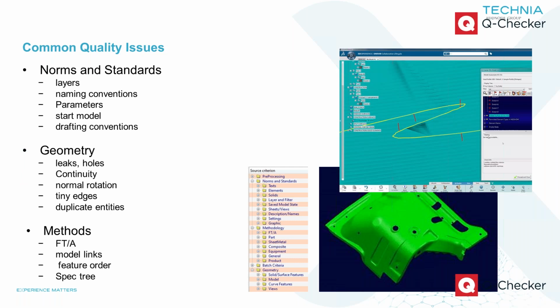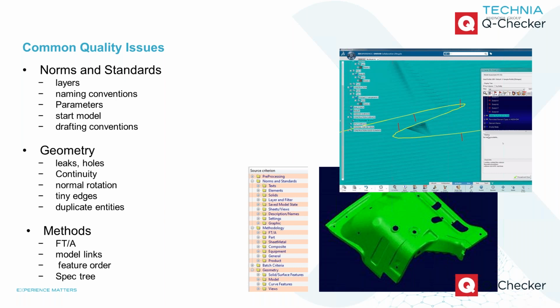Now, the common quality issues which companies are facing currently, and how software can help find a solution for that. If we talk about the norms and standards, there are layer conventions, naming conventions, parameters, start model, and drafting conventions, for which we can create the profile and run the checks according to the norms and standards. Also, if you have to deliver the data to different teams or departments like FEM, then the geometry should be ready for the analysis mesh and all.